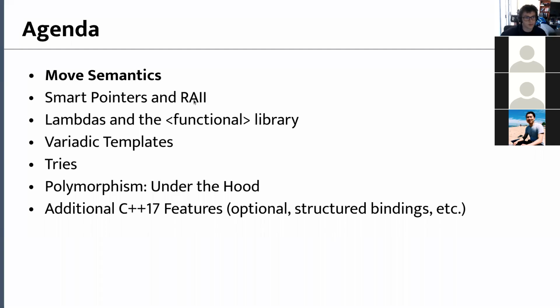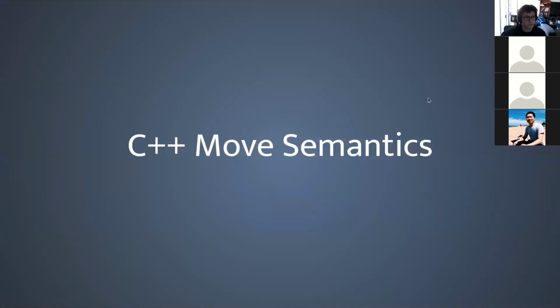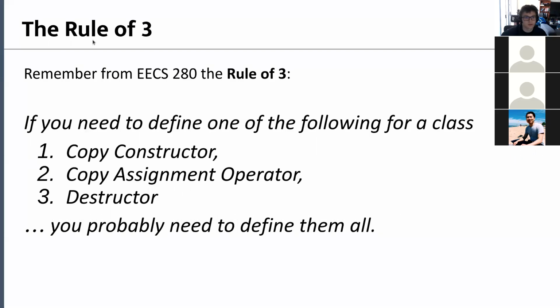So the first thing we're going to talk about is move semantics. And C++ move semantics are kind of based around the idea of the rule of 3. If you were at UMich when you took your course before EECS 281, which would be EECS 280, you would learn about the rule of 3, which is if you're defining a custom class or struct, and you need to define any one of the following, those being a copy constructor, a copy assignment operator, or a destructor, then you probably need to define them all.